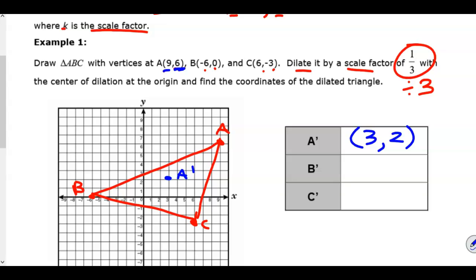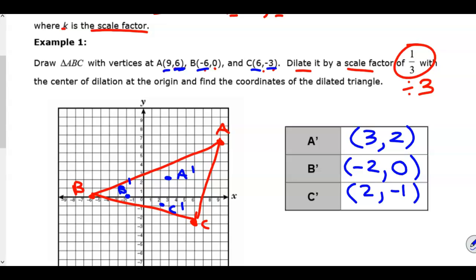Do it with negative 6, 0. Negative 6 divided by 3 is negative 2. 0 stays 0. Divide it, it stays the same. Negative 2, 0. Put a B prime there. Okay, and then 6, negative 3 divided by 3 is 2, negative 1. You can put a C prime there.